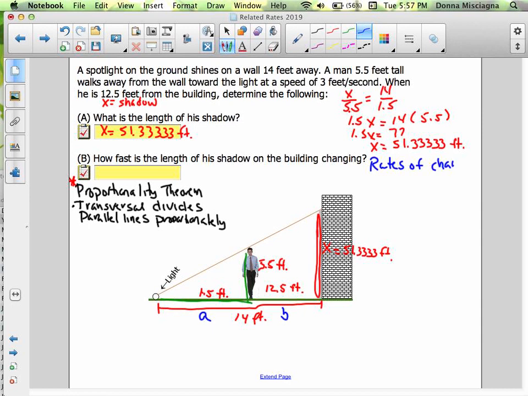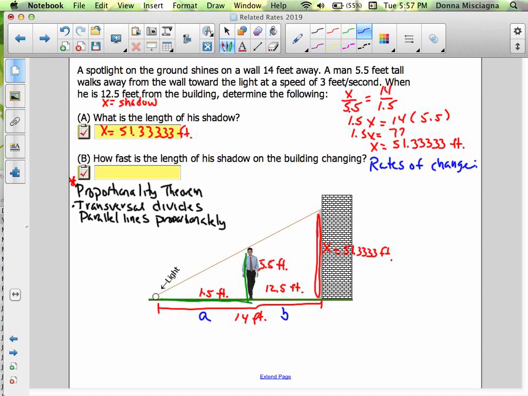Before we go writing any equations. So we have, he's walking away from the wall towards the light. So that would be dA. Wait, no, sorry. He's walking away from the wall, so that's B, at 3 feet per second.